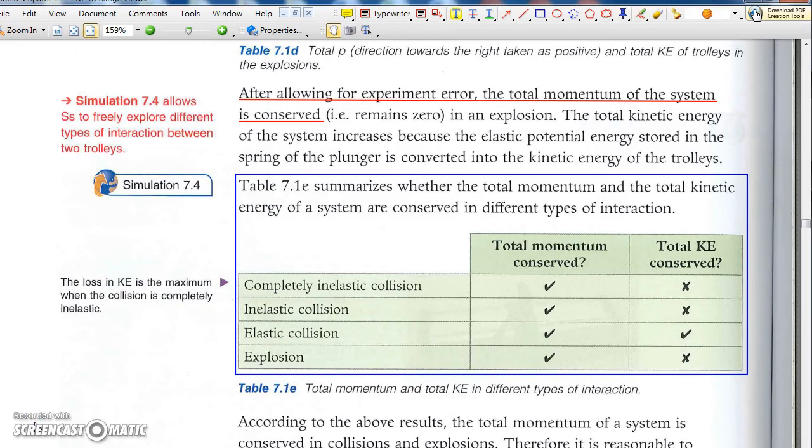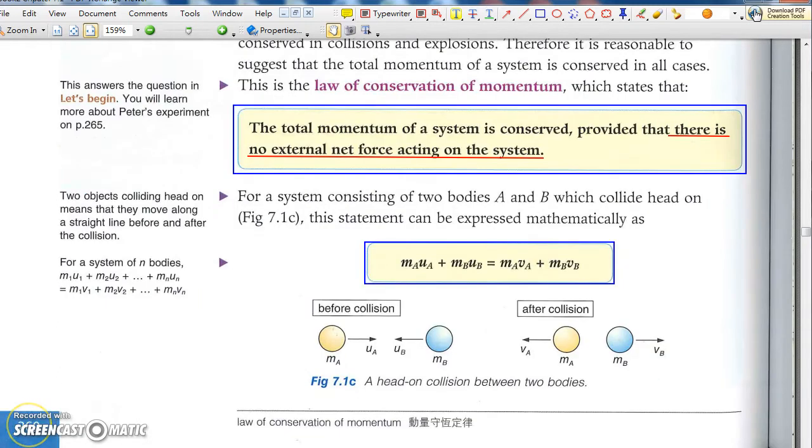Table 7.1e summarizes the results, and it is now reasonable to say that the total momentum of a system is always conserved, provided there is no external net force acting on the system.